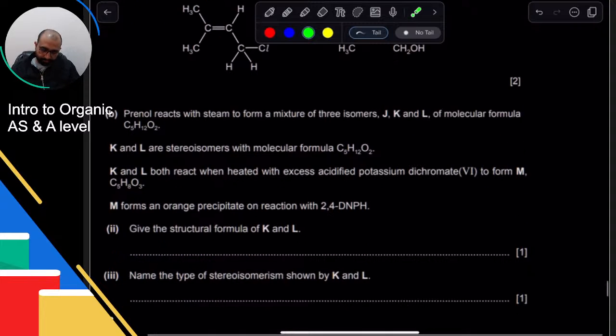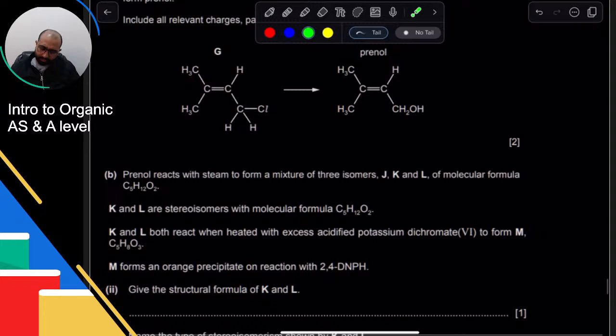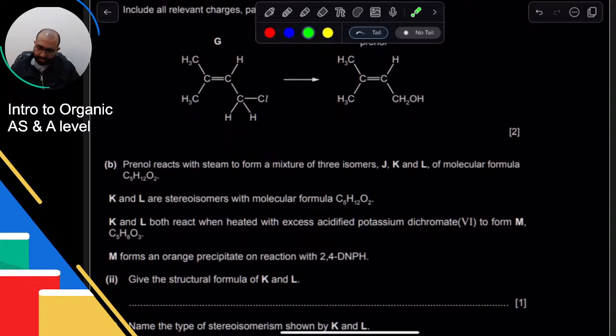What is the question? K and L are stereoisomers with molecular formula this. Stereoisomers could have a double bond or simply a chiral center. Does this have a chiral center? Prenol doesn't, G doesn't either, so the next one will. Unlikely. With steam, it's just going to break the double bond and add the hydrogen and OH there.